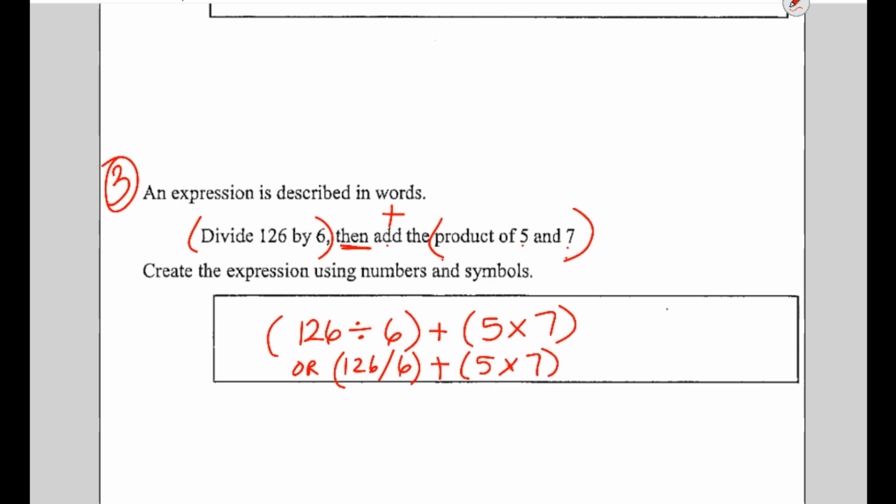It would be our division inside parentheses because they tell us to do that first. Then it says to add that answer to the product of 5 and 7. So that means you're multiplying 5 and 7, and then whatever that answer is, you're adding it to what you divided first. All right, let's do our last example.